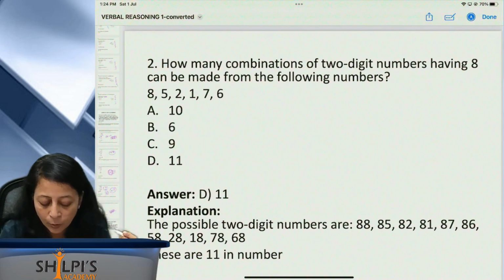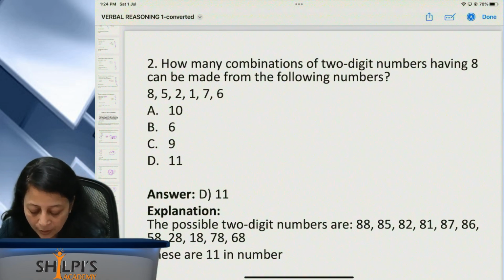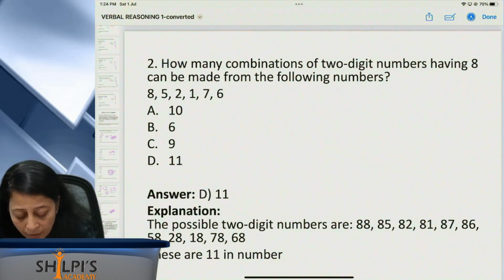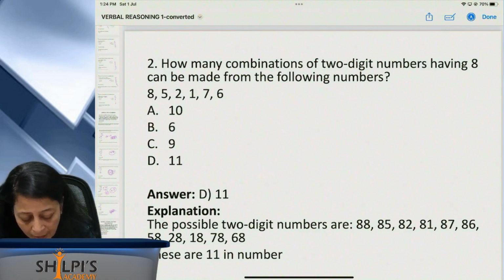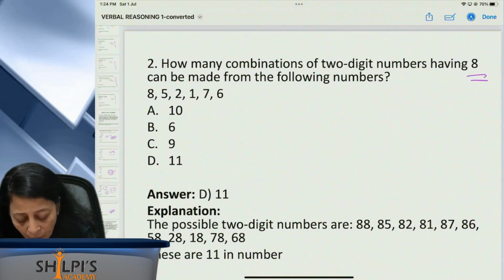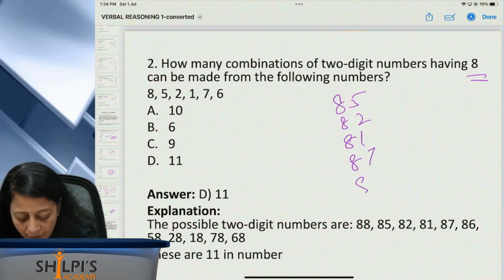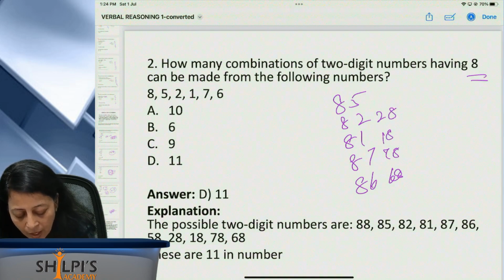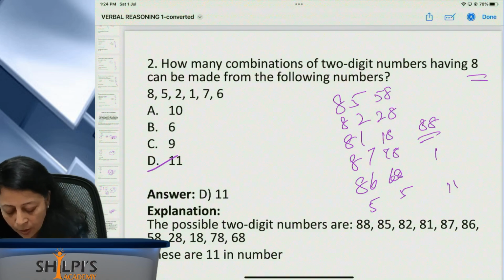How many combinations of 2-digit numbers having 8 can be made from the given numbers? With 8, how many numbers? So you can make 85, 82, 81, 87, 86, then the opposite for this: 68, 78, 18, 28, 58. Then the rest is 88, which you have just once. So it is 5 plus 5 plus 1. So you have this 11 option. So it is option D.